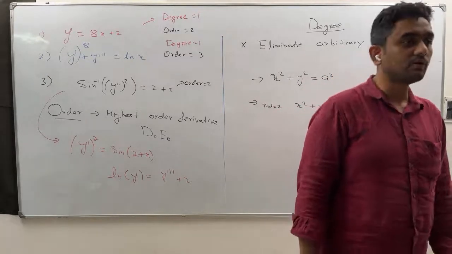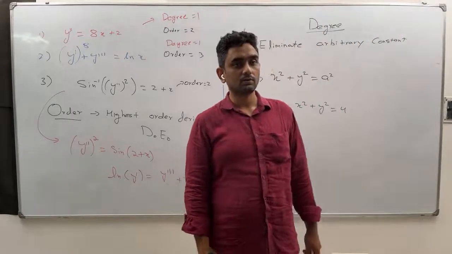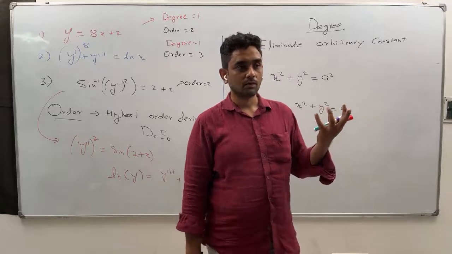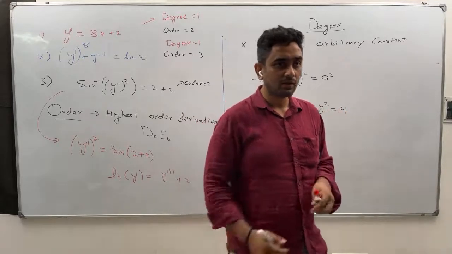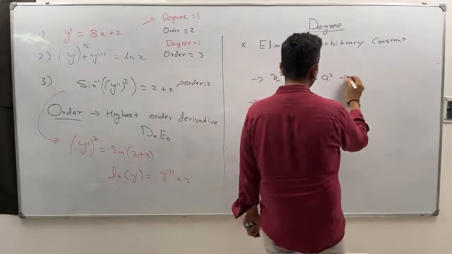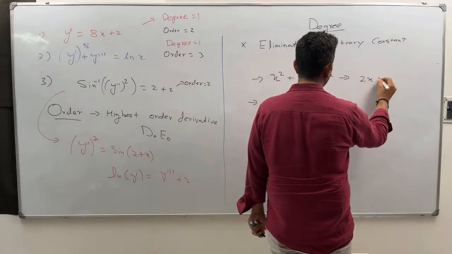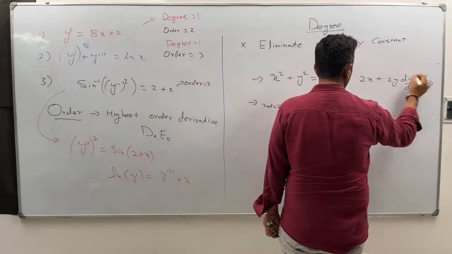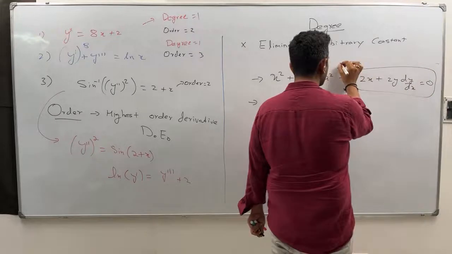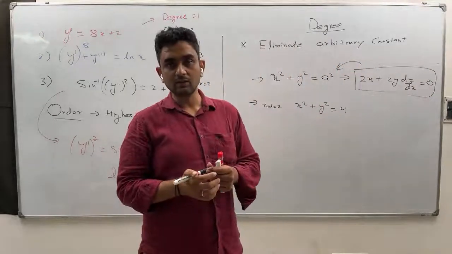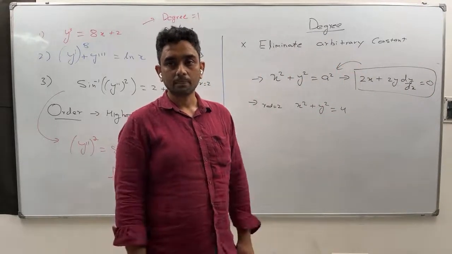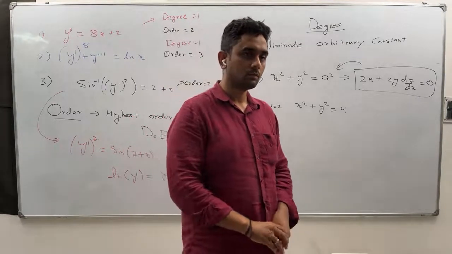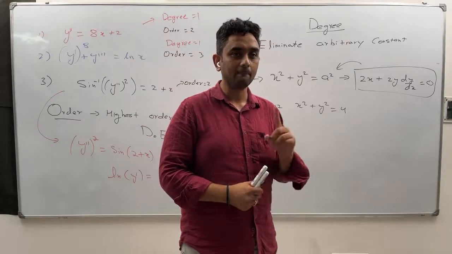Now, tell me what is the derivative of arbitrary constant or any constant? 0. So, we differentiate and we eliminate it. So, when I differentiate this, what will happen? We'll get 2x plus 2y dy by dx equal to 0. Now this will become the differential equation of these circles. These circles mean with center at origin and radius is some arbitrary constant. Alright, so what is the only aim?